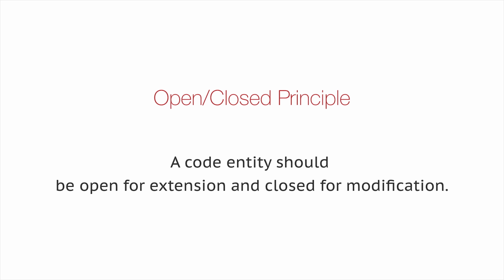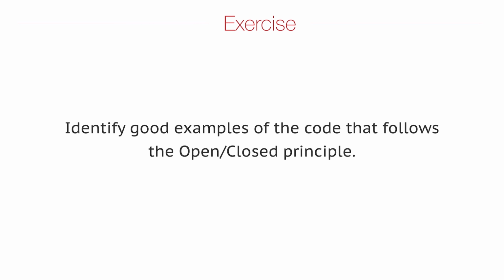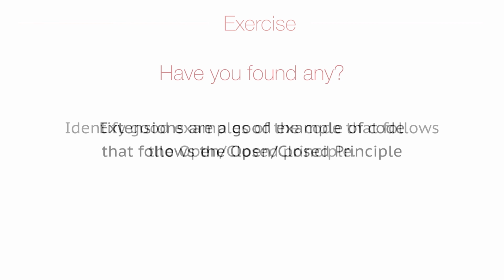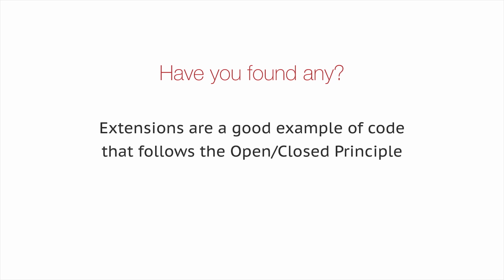Next in line is open-close principle. It suggests that code entities should be open for extension and closed for modification. Now it's your turn to review the code. Pause this video and try to identify parts that follow this principle. Welcome back! Have you found any? Perhaps extensions are a very good example of following open-close principle.